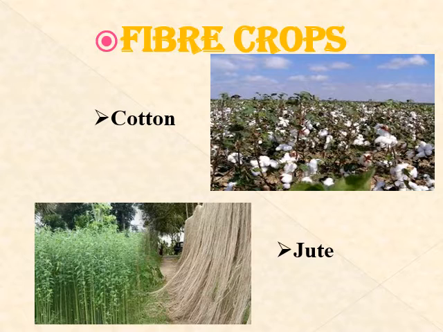Students, cheap and efficient labor is required for plucking cotton balls. It is mainly grown under irrigation. So students, this is the information on cotton.